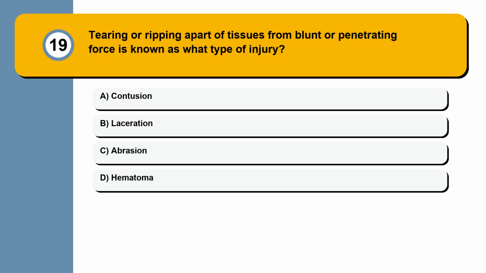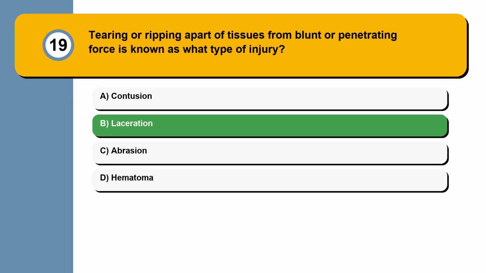Question 19. Tearing or ripping apart of tissues from blunt or penetrating force is known as what type of injury? Contusion, laceration, abrasion, hematoma. Laceration.